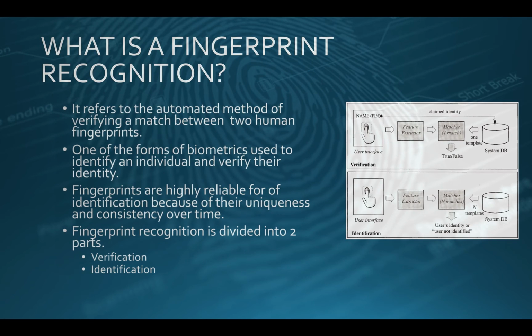What is fingerprint recognition? Fingerprint recognition refers to an automated method of verifying a match between two human fingerprints. It is one of the forms of biometrics used to identify an individual and verify their identity. Like at immigration, at border security, the officers take your fingerprints to verify that they belong to you. In iPhones, the home button has an inbuilt fingerprint recognition system which helps the user enter his phone if it belongs to him only.